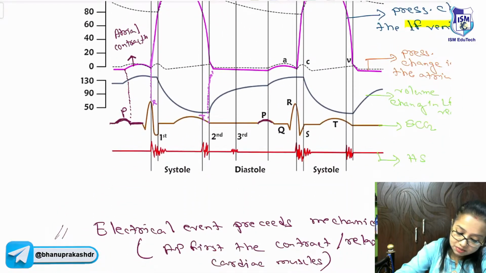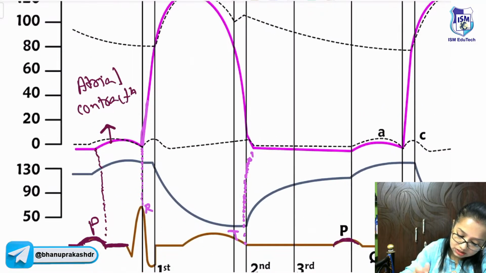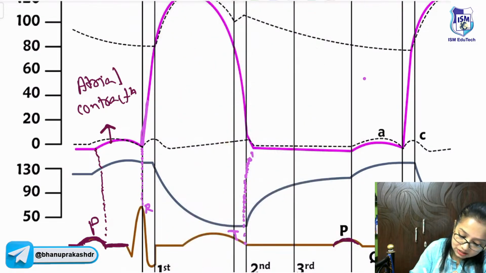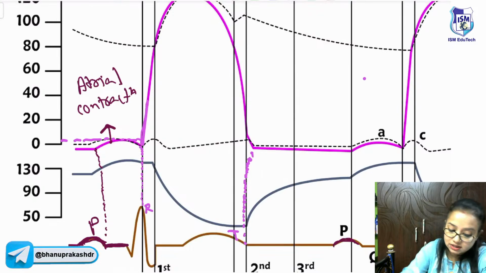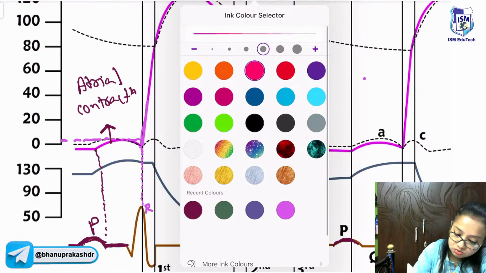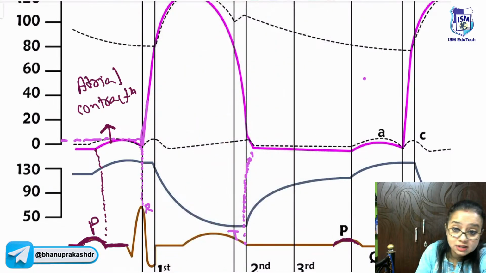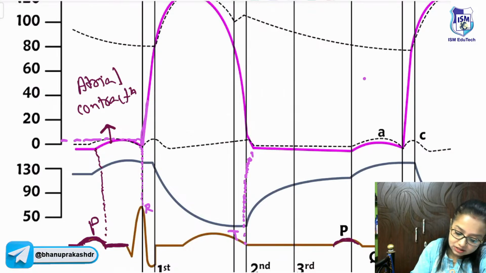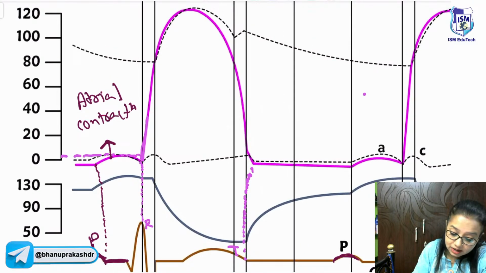Okay, now coming to the events. Here you see, when the contraction of the ventricle starts, the pressure in the ventricle is almost zero. The pressure in the left ventricle, we are talking about. Why is it zero? Because just before the contractile phase, when the ventricle started contracting, the pressure is minimal.